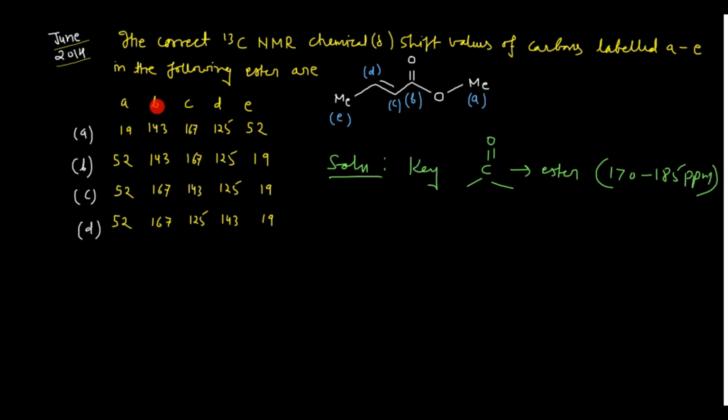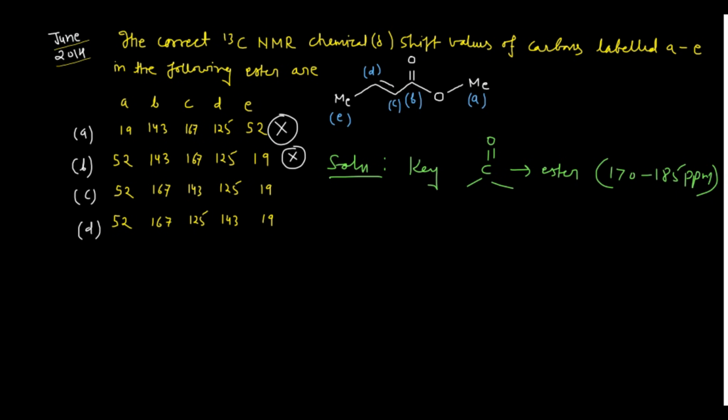So this is B, and for B, that means for the carbonyl group, option A is saying that it is 143. It is not actually in the range of 170 to 185. So you can immediately discard option A. This option A cannot be the correct answer. On the same ground, the second one is also saying that your carbonyl carbon, that is B, is having 143 of chemical shift. Again, it is not in the range of the ester carbonyl, so you can immediately discard this option also.